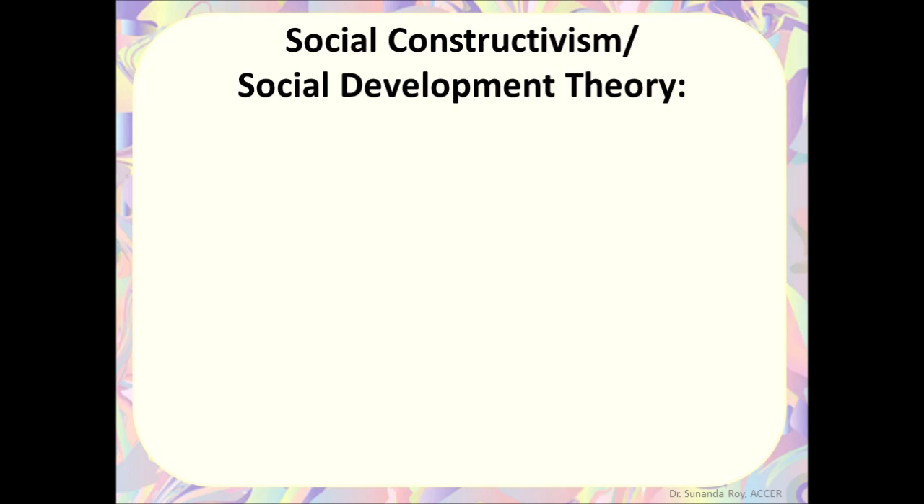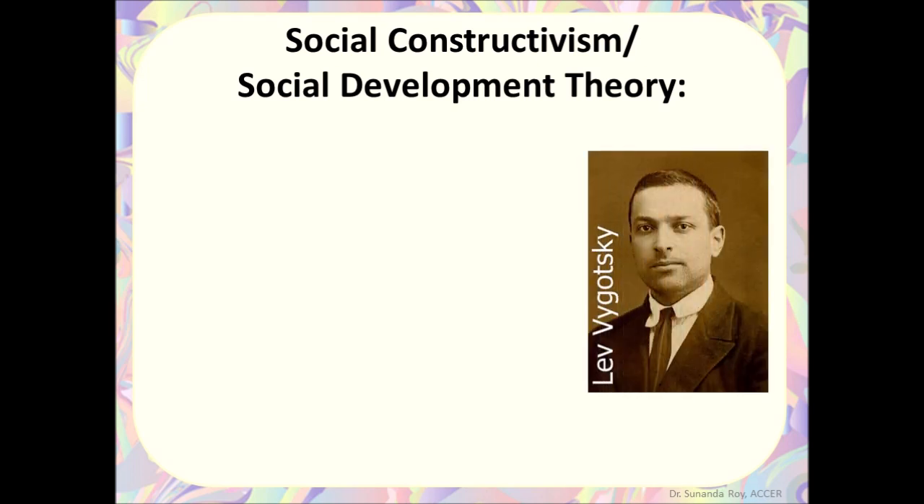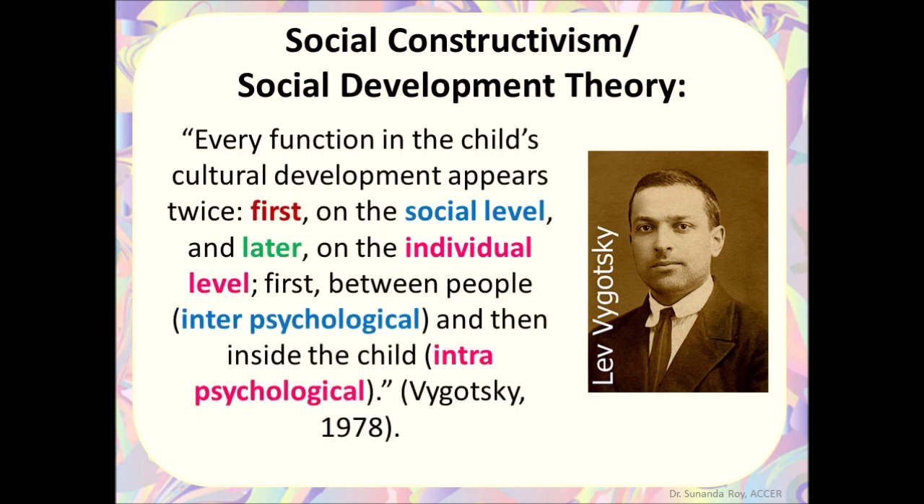Social constructivism is also known as social development theory. This theory was put forth by Lev Vygotsky, who gave a lot of importance to social learning, language, culture, and the context in which we learn. He stated that every function in the child's cultural development appears twice, first on the social level and later on the individual level. That is, first between people, interpsychological, and then inside the child, intrapsychological. What he meant was that learning begins with a social interaction and then knowledge is constructed individually by the person.